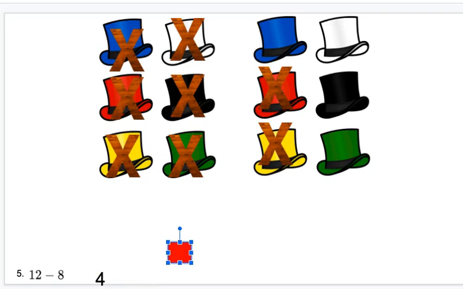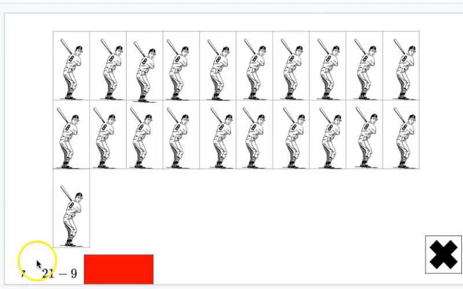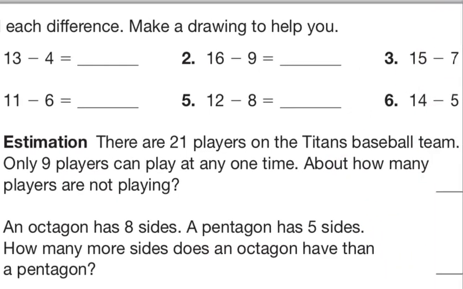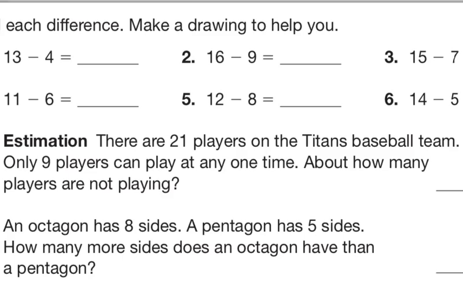Okay, now we're going to go to number 7. And number 7, I'm going to flip over to this real quick, is a word problem. With word problems, I like to read them first, and then I like to pull out the numbers that I see to help myself with that. So first of all, it's an estimation.